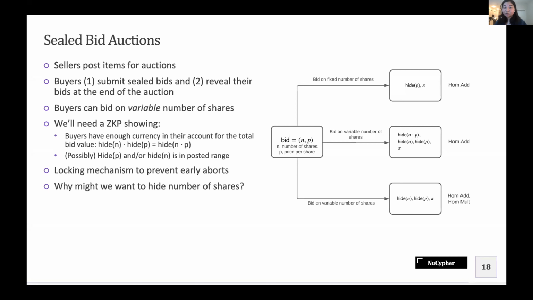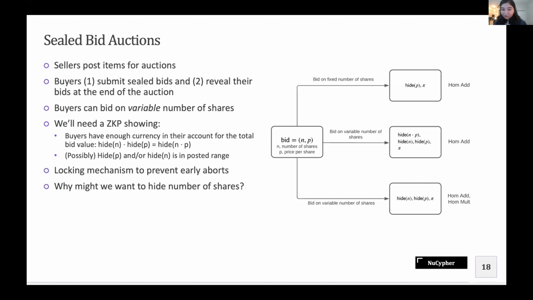This isn't anything new. Sealed bid auctions have been around for a while. So in this case, we'll need a zero knowledge proof showing that buyers have enough currency in their account for the total bid value. And possibly, depending on how you want to write this, you could also have conditions that show the number of items are within the posted range, the price is within some specific range. As mentioned earlier, we're going to need a locking mechanism to prevent parties from submitting bids and then just running away with no intention on actually acting on them.